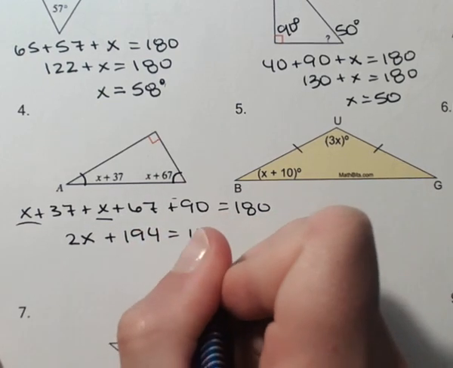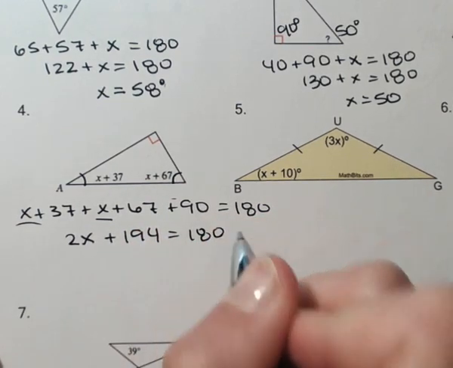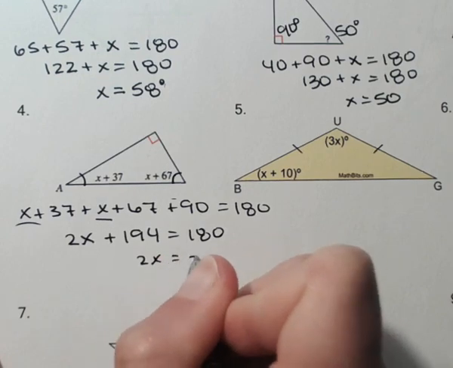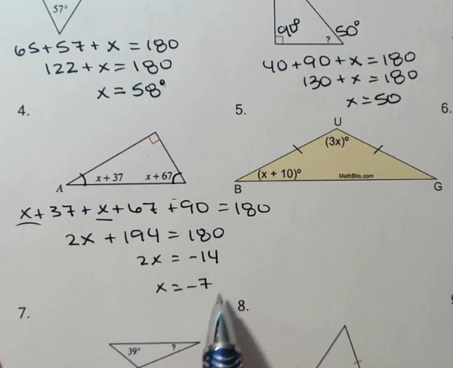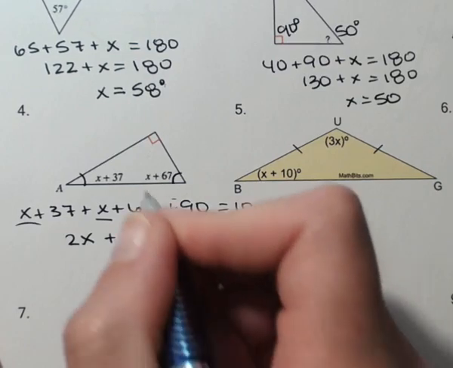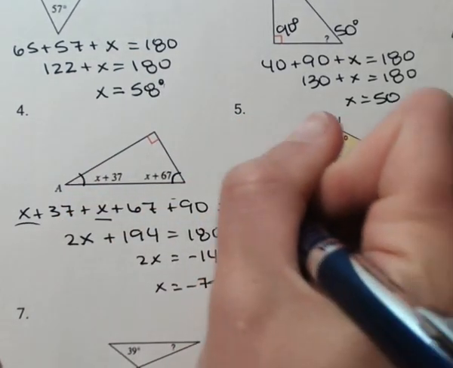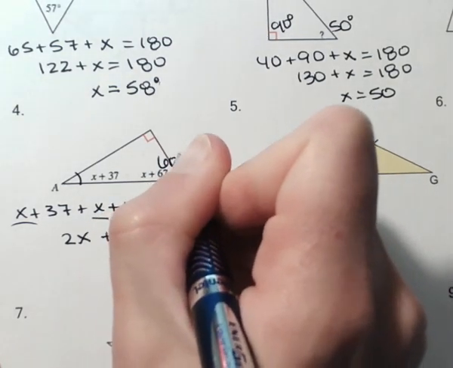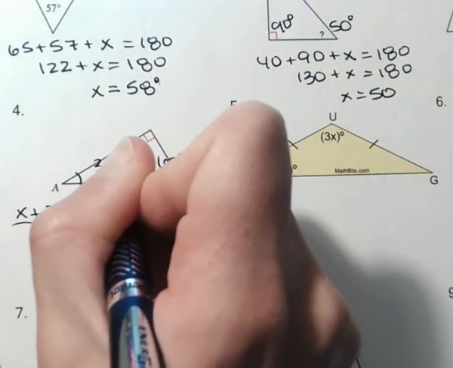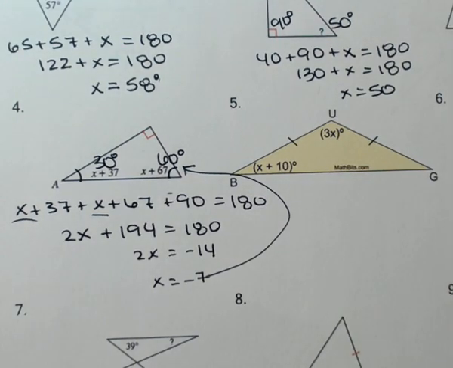equals 180. Subtract over your 194, and you're going to get a negative 14. Divide by 2, x equals negative 7. Is that possible? Yes, because when I plug in my negative 7, I still get a positive angle. So negative 7 plus 67 is just 60, and this one will be 30. You can have a negative variable, but you cannot have a negative angle.